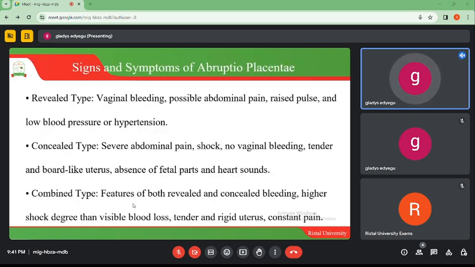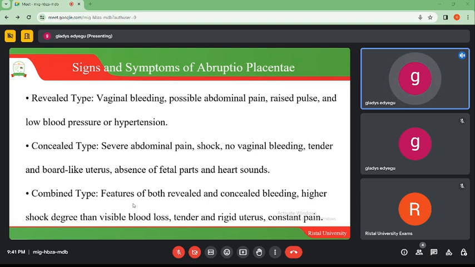Signs and symptoms of abruptio placenta: revealed type, vaginal bleeding. Revealed meaning the blood is seen. So if the blood is seen, that is, there is profuse bleeding. So the possible outcome is pain in the abdomen. There can be raised pulse, low blood pressure, and there can also be hypotension. It is supposed to be hypotension, that is the low blood pressure.